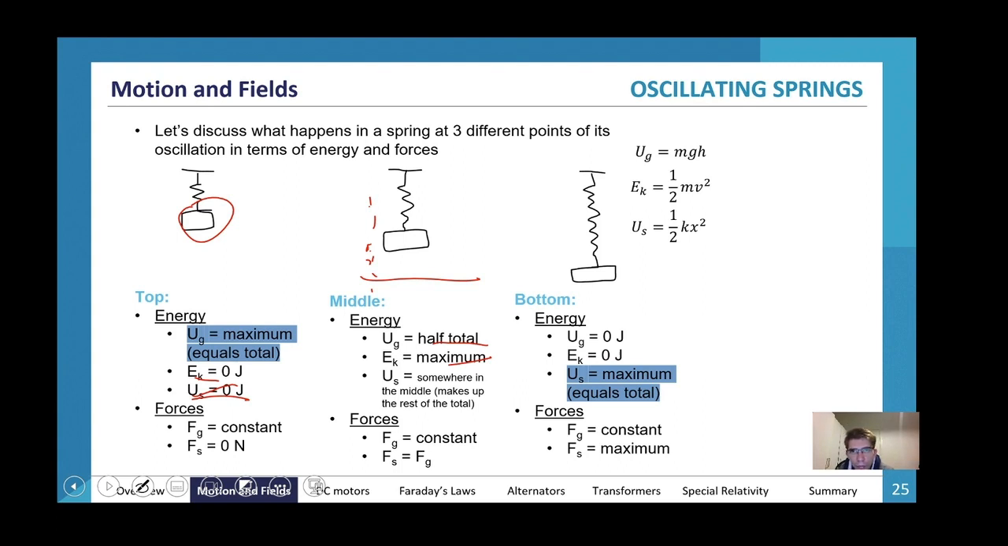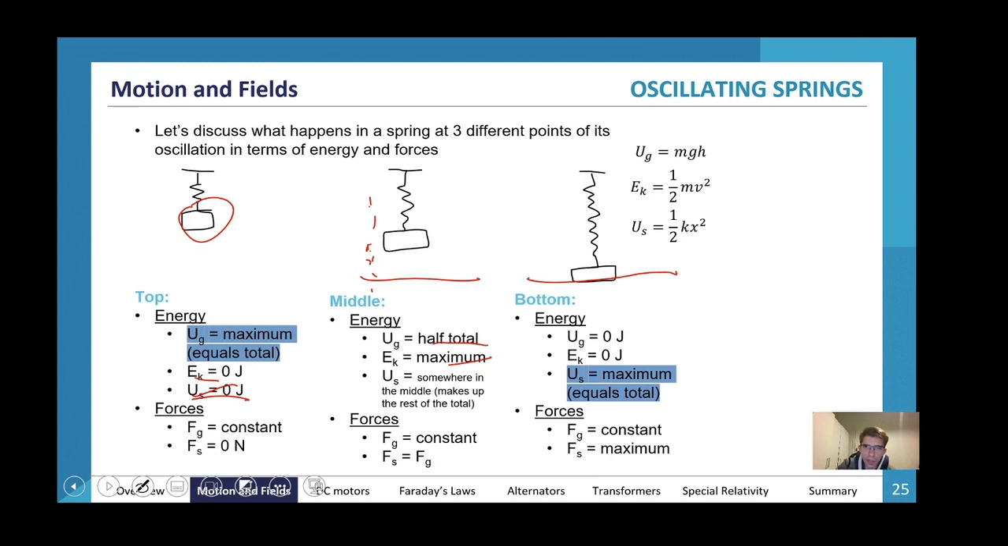How about at the bottom of the motion of the spring? At the bottom of the motion, the spring has maximum elastic potential energy, no gravitational potential energy, and no kinetic energy.